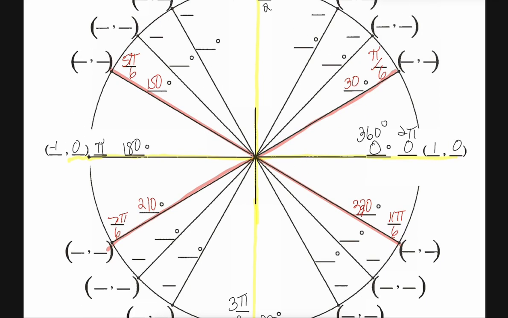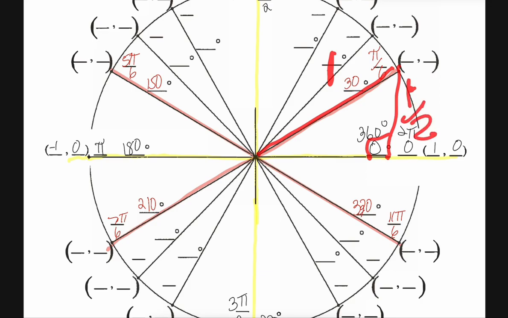Now, if you might recall back in the day, special triangles, there was a rule for 30-60-90 triangles. The side across from the 30 was always half of our hypotenuse. This hypotenuse on a unit circle is 1. What's half of 1?